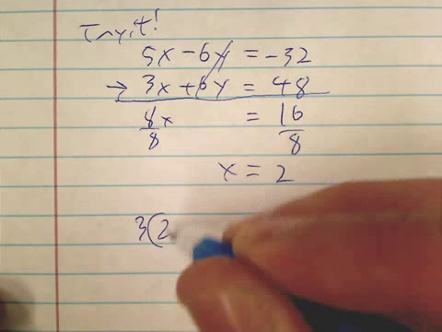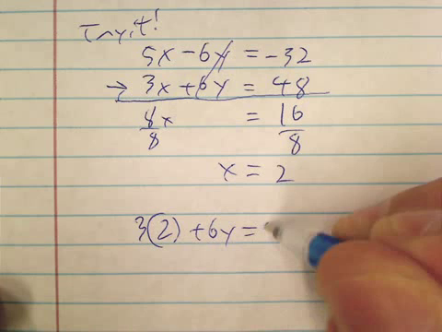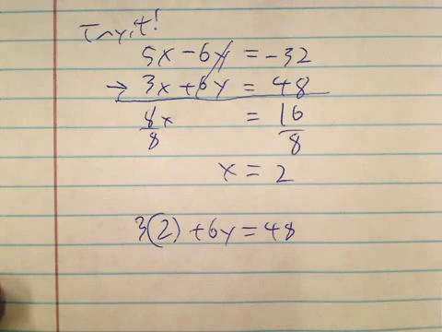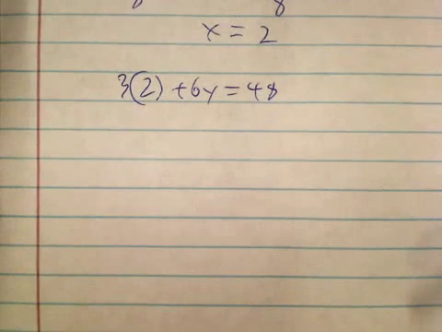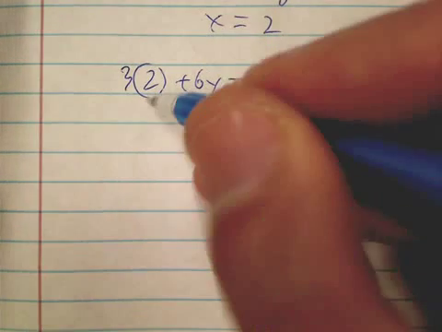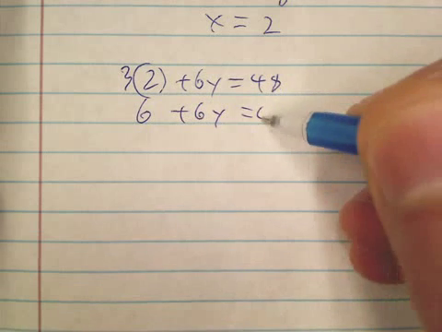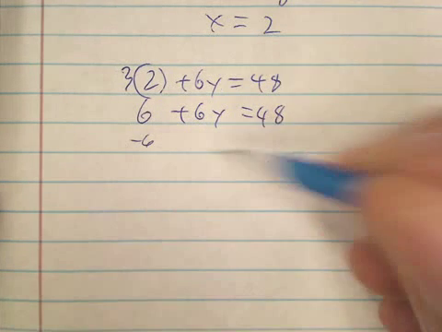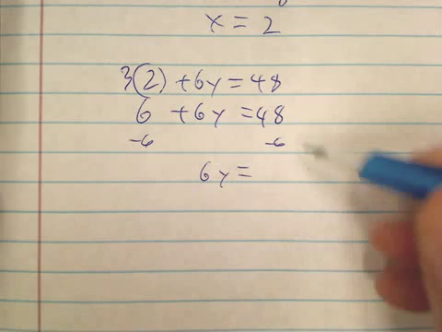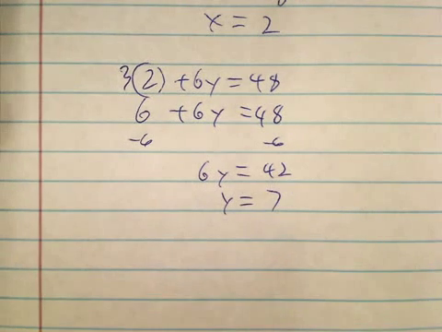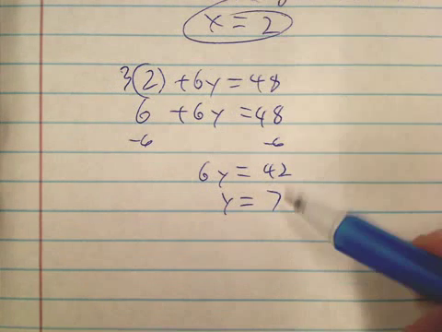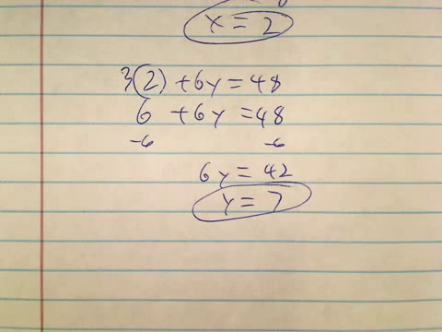So 3 times 2 plus 6y equals 48. I already did it mentally. I think it's 7. Okay, so I get 6 plus 6y equals 48. Subtract 6. 6y equals 42, and then y equals 7. So I got x equals 2 and y equals 7. Those are my answers for that.